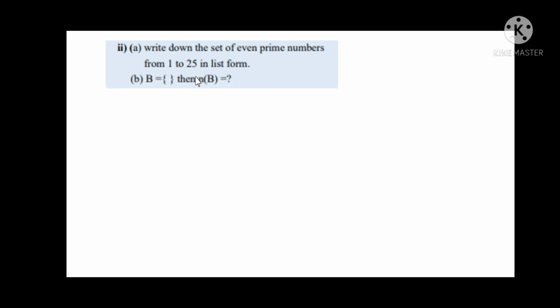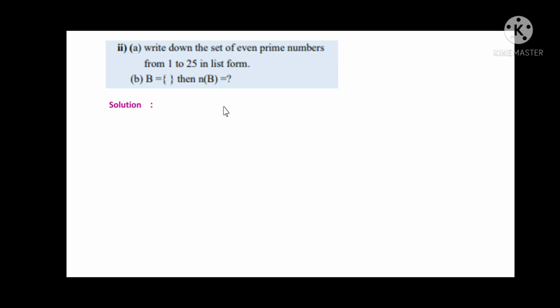Next question we will try, that is, write down the set of even prime numbers from 1 to 25 in the list. Even prime numbers you have to write. If B is the empty set, these two curly brackets giving you the empty set, then what is the number of elements in this set B?